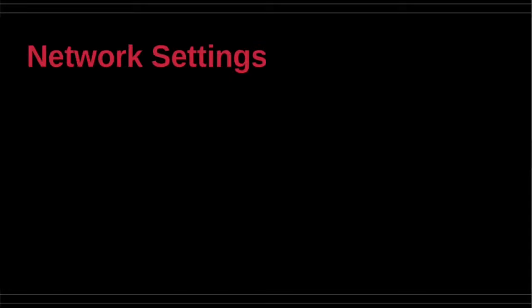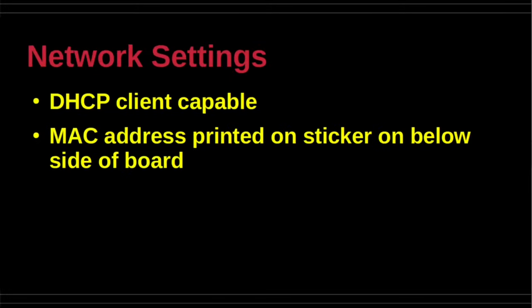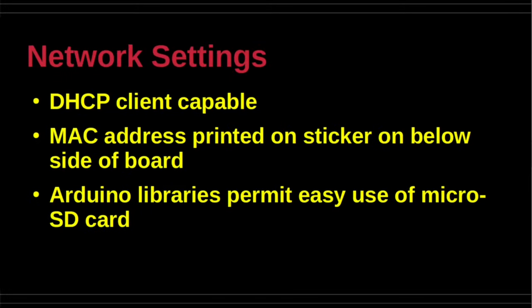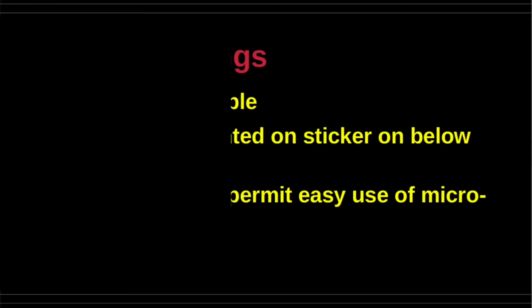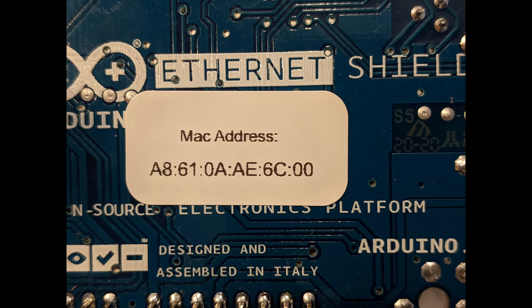The shield is DHCP client capable. Its MAC address is printed on the sticker on the bottom side of the shield. The first three bytes of the MAC address identify the manufacturer's ID. In this case, it is Arduino.